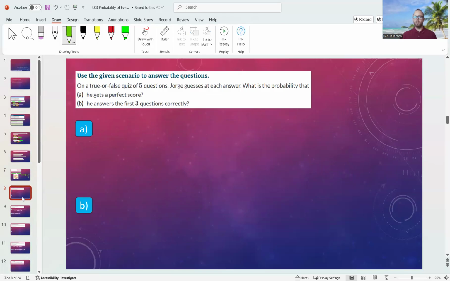Let's practice some more. Use the given scenario to answer the questions. On a true or false quiz of 5 questions, Jorge guesses at each answer. Jorge should have studied a bit, I'd say. What's the probability that A, he gets a perfect score? Let's focus there first. A perfect score, well, we can already imagine that probability will be pretty low, right? Let's think about this. A true or false quiz of 5 questions. So what are the events?